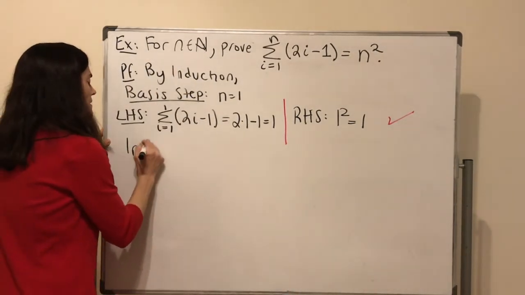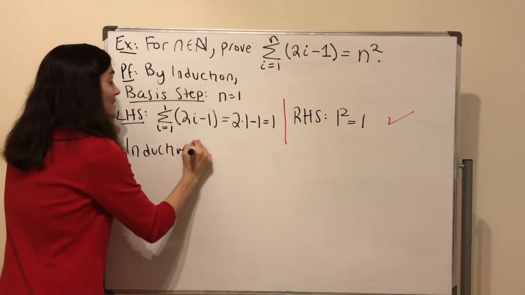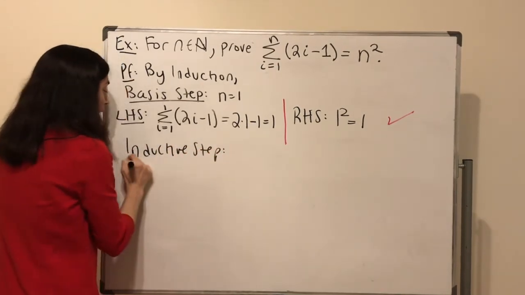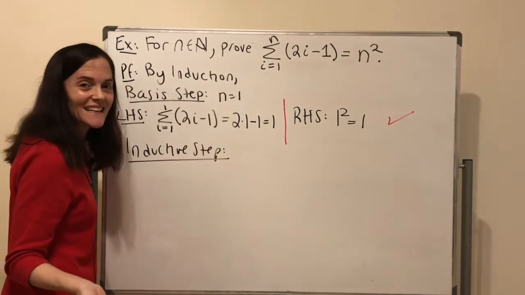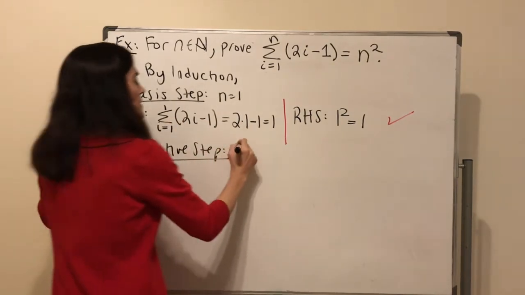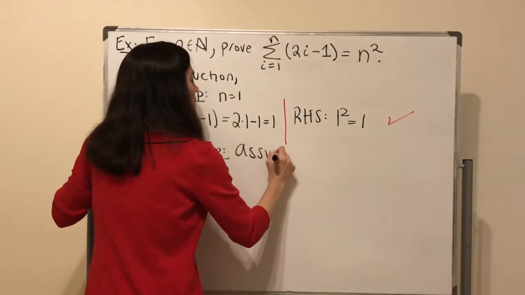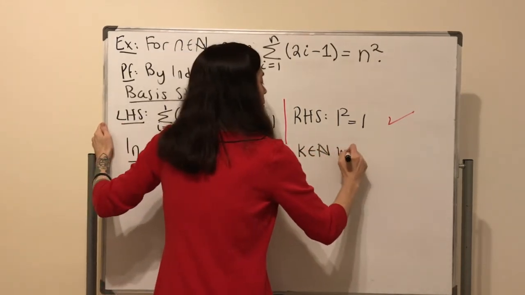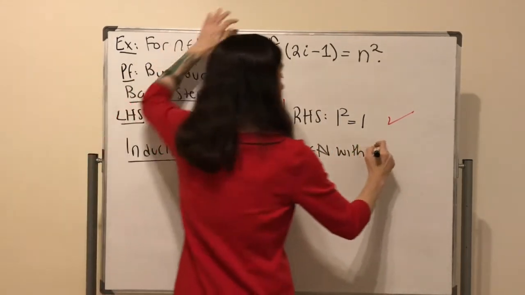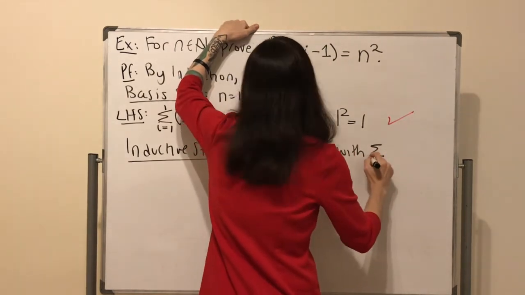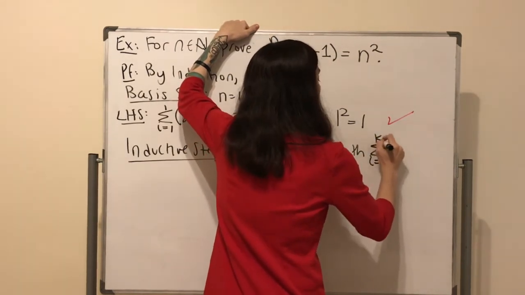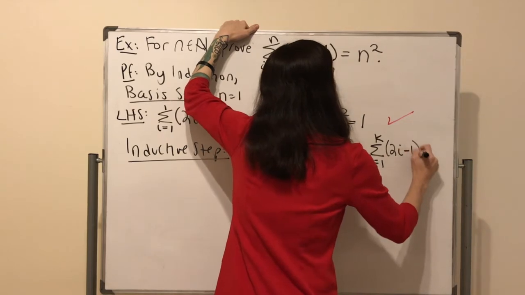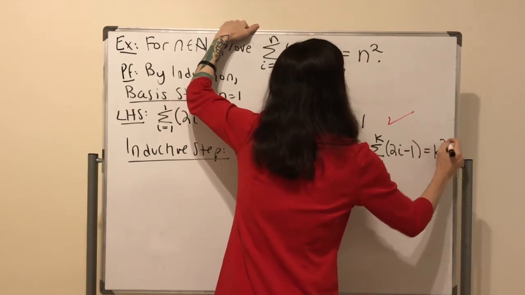Now comes the inductive step, and we must clearly state the inductive hypothesis in our inductive step. So let's assume we have a natural number k for which this holds: the sum from i equals 1 to k of 2i minus 1 is k squared.